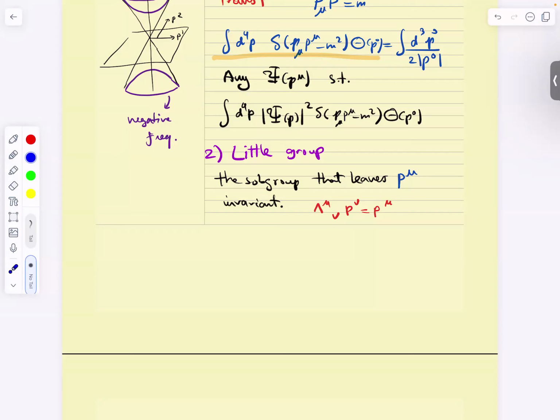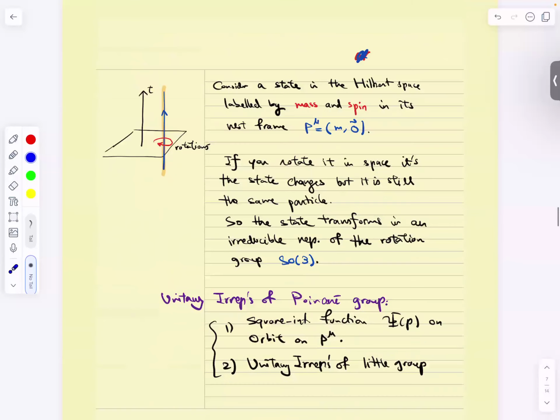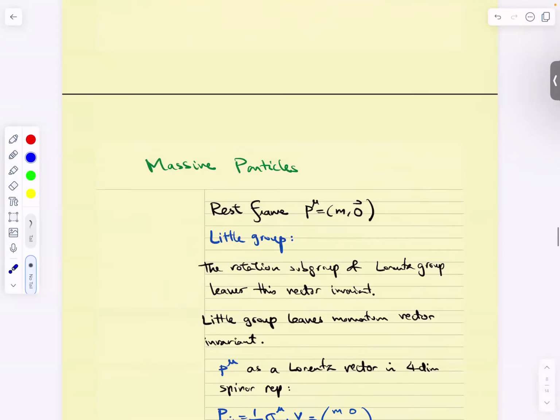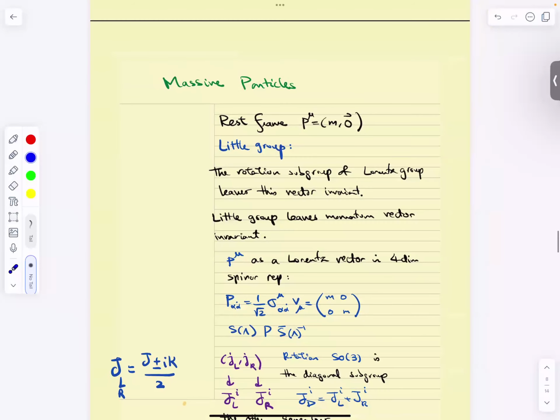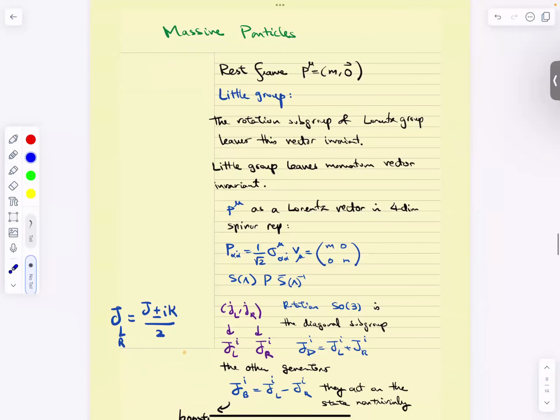Can you see where I'm going with this? No. Let me tell you in advance what the story is, and then we'll go through it. There is a distinction in little groups of different vectors.